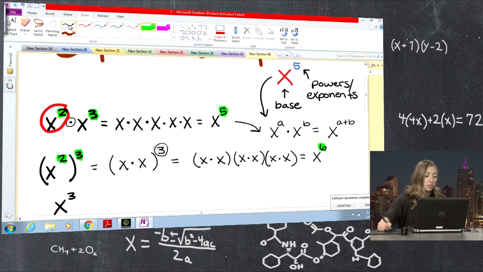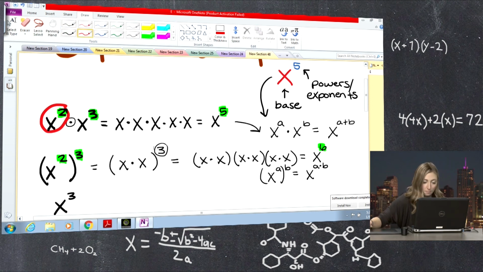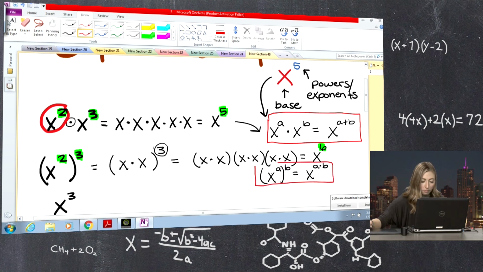So what you may notice, the relationship between 2 and 3 is that we multiply those powers together. So writing the shortcut to this, I would say x to the a power taken to the b power is going to end up being x to the a times b power. So there's our shortcut. I'm going to go ahead and draw a box around my shortcuts just so we have those kind of marked out. So there are 2 of our properties.